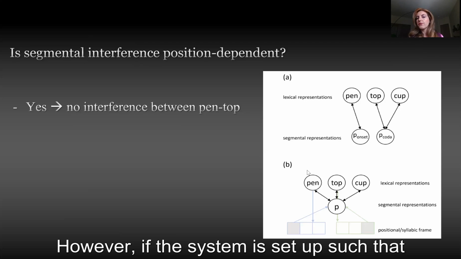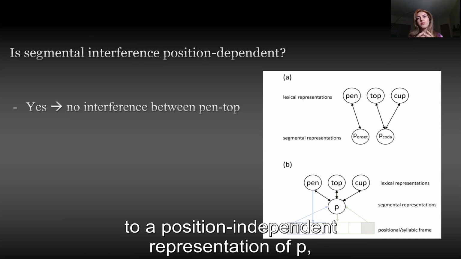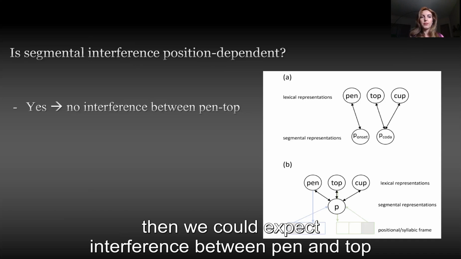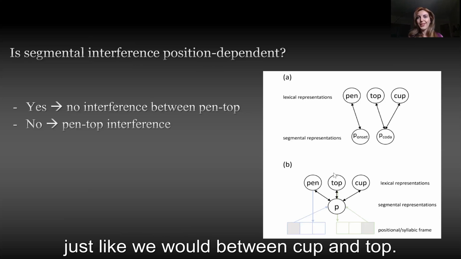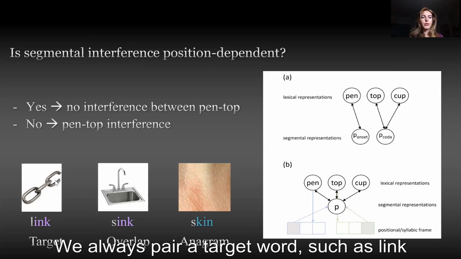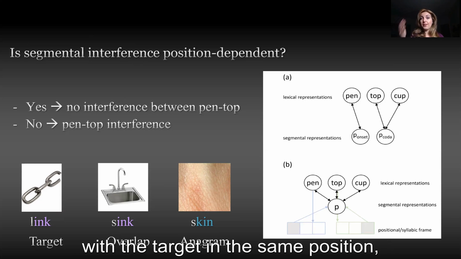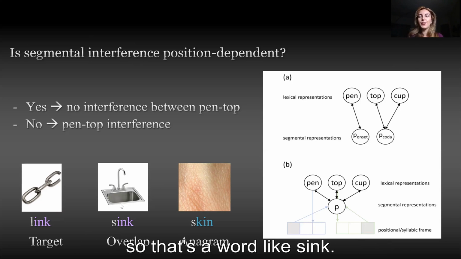However, if the system is set up such that all words that share P at some level connect to a position independent representation of P, then we could expect interference between pen and top, just like we would between cup and top. We're going to look at this using stimuli that are set up in this way. We always pair a target word, such as link, with a word that overlaps in its segments with the target in the same position. So that's a word like sync.